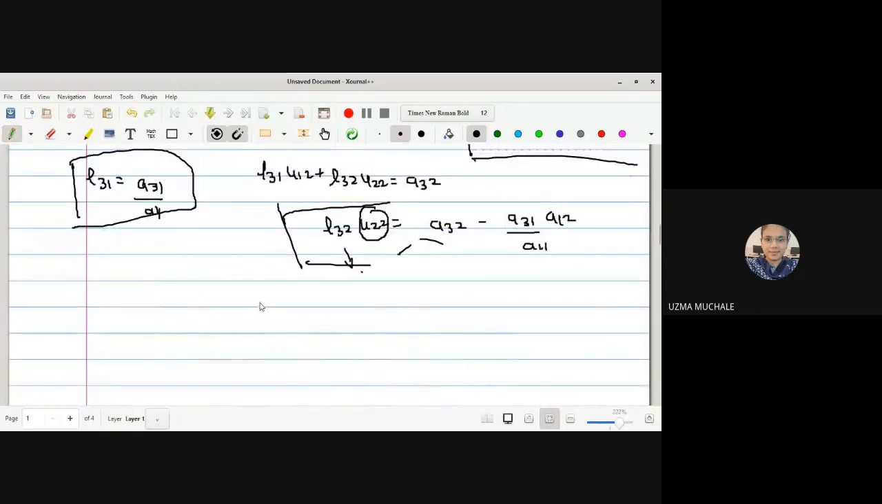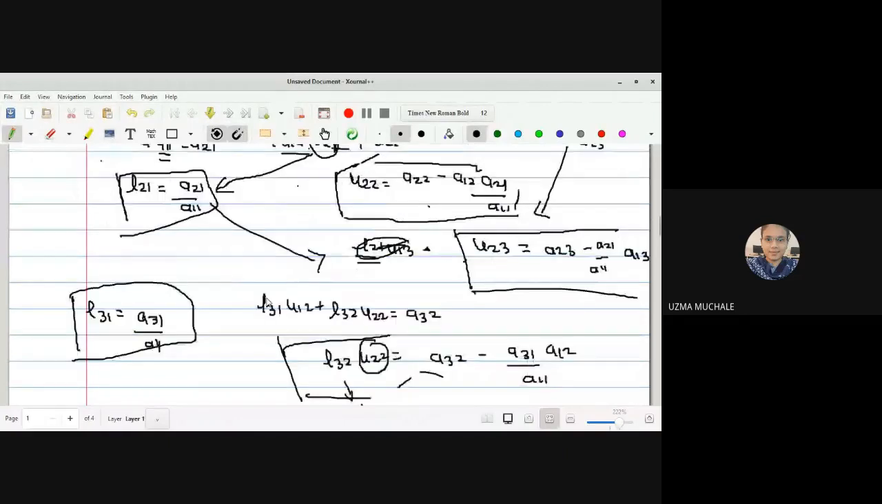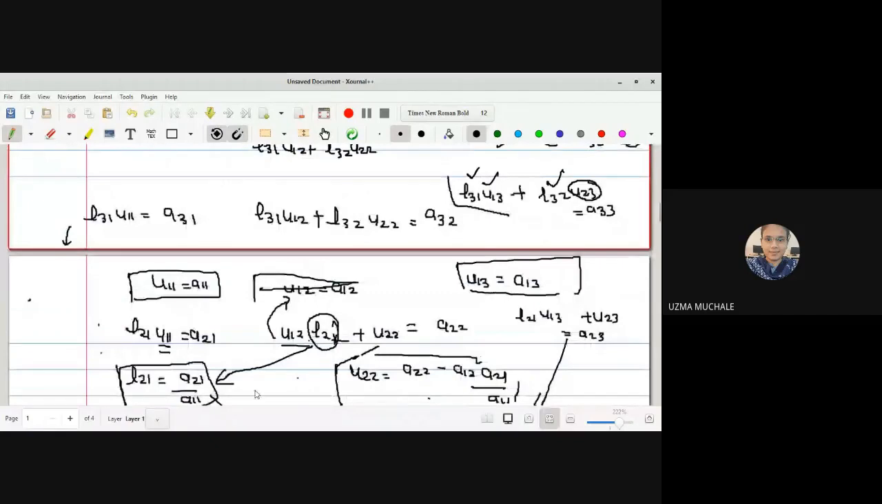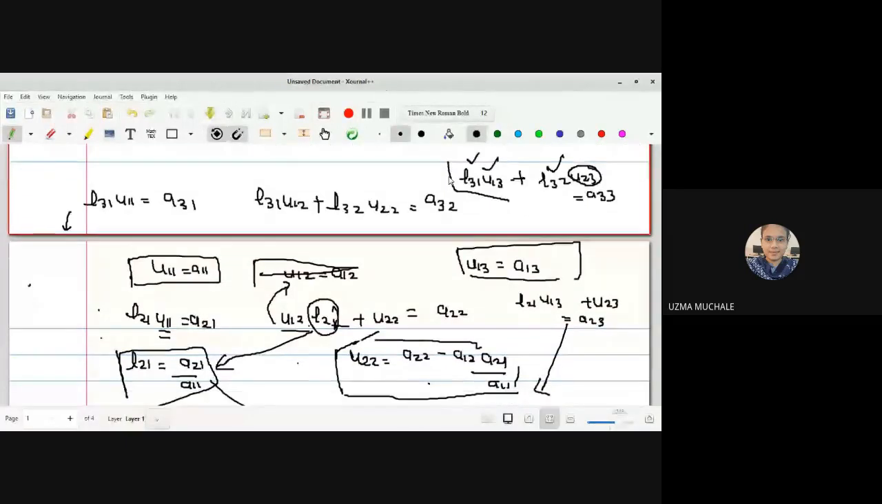And one thing I should tell you: if you want to solve any example by using the LU decomposition method, you should learn these 9 formulas by heart. The first ones are easy. U11 is A11, U12 is A12, U13 is A13. L21 is also easy. U22 and U23 are somewhat difficult, and the last equations are much more difficult to remember.